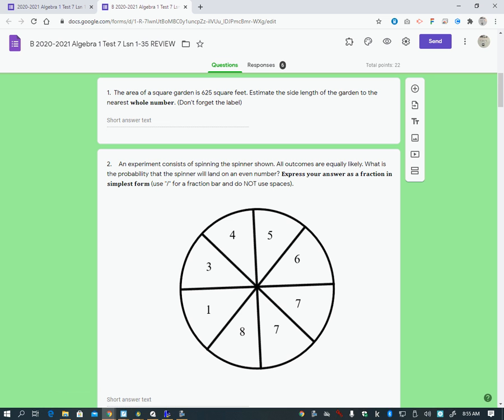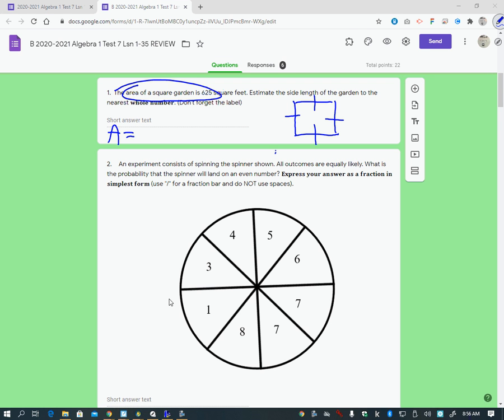Question number 1 says the area of a square garden is 625 feet. Estimate the side length of the garden to the nearest whole number. Don't forget to label. Okay, it's a square garden, right? What does that mean if it's square? What do we know about all four sides? They're equal. Now it says the area is 625.